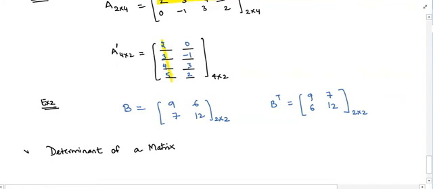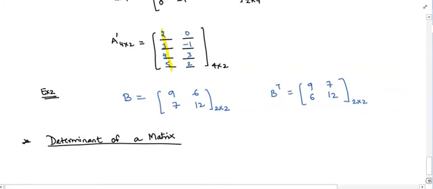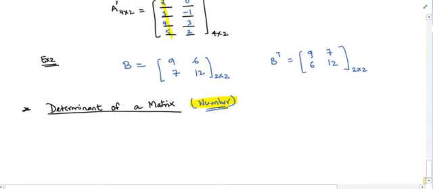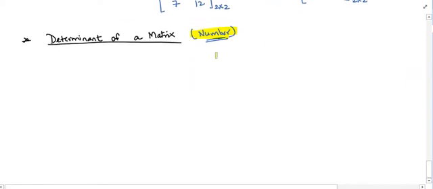Now this determinant is different from the previous operations. See, the determinant of a matrix is a unique number by which we can represent a matrix. So it will be a number. It will not be a matrix. This is the difference. So far, when we studied transpose, multiplication, addition, subtraction, the result came out to be a matrix, but the determinant of a matrix is a number.